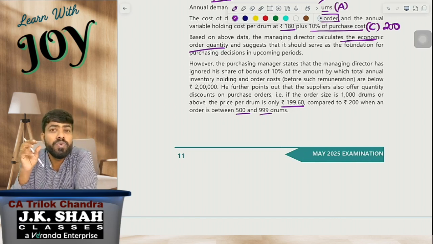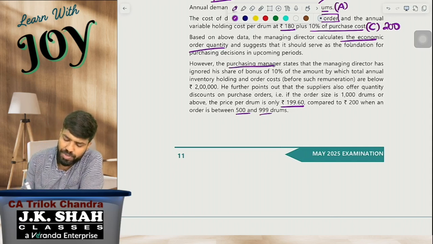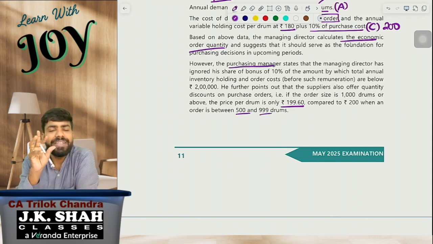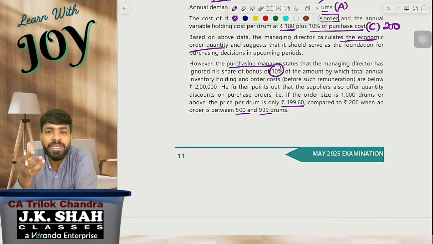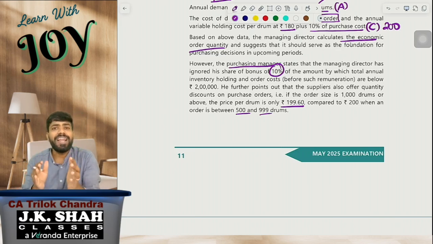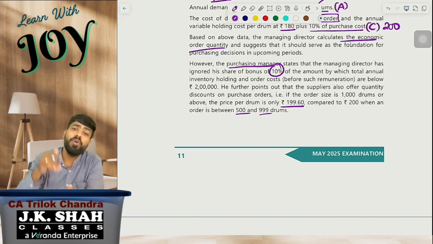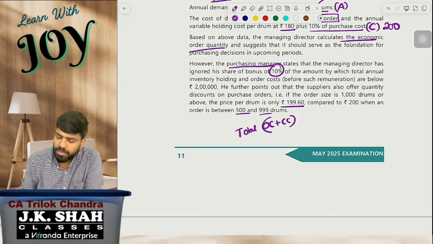We are going to see one new adjustment in this paragraph. What is that here? There is a purchase manager who is getting the bonus. How much is the bonus? 10%. 10% on what? 10% on the amount by which total of annual carrying cost and annual ordering cost is below 2 lakhs. Simple. Total of ordering cost plus carrying cost. Okay, the amount of difference between the total of ordering cost and carrying cost and 2 lakh rupees.